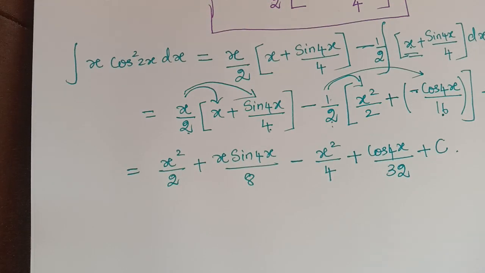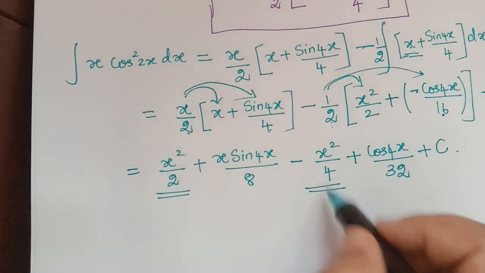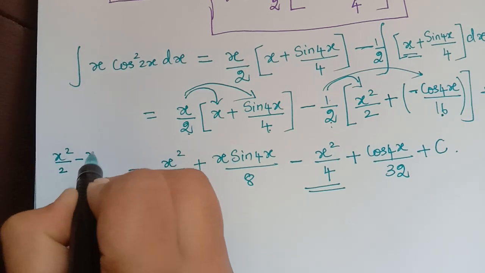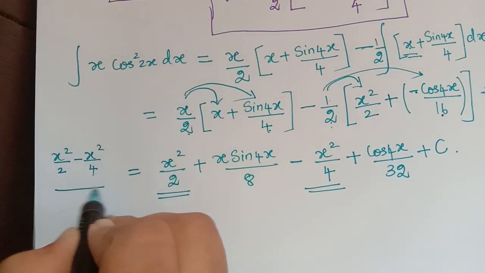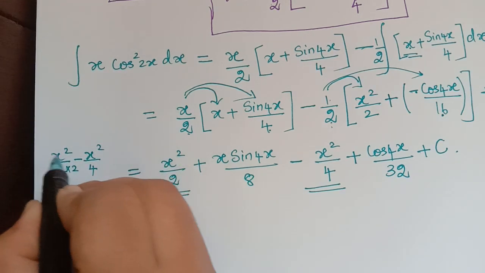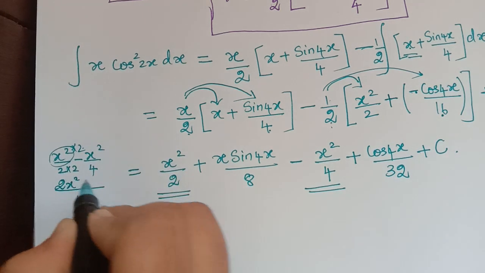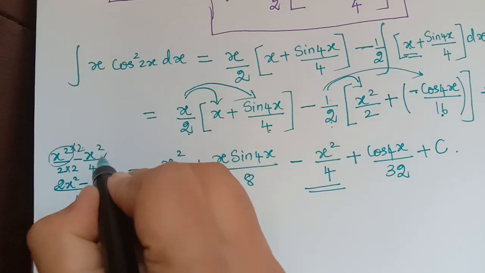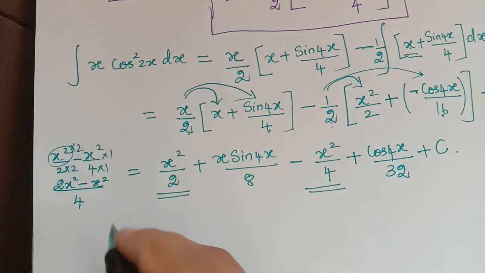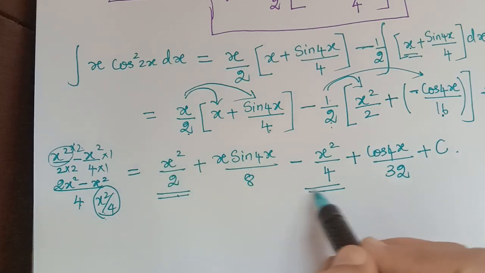Now on simplification, if you see, we have x squared by 2 here and we have x squared by 4 here, and this is negative. So x squared by 2 minus x squared by 4. We know that the LCM is 4. So if you multiply 2 with this, we get the 4. And again we have to multiply the 2 with this x squared term. So it becomes 2x squared minus, 4 into 1 is 4, so when we multiply with 1, we get x squared. And so 2x squared minus x squared is x squared. So x squared by 4 is the solution that we obtain after simplifying these two terms.